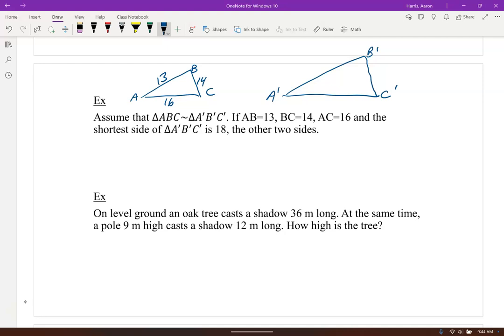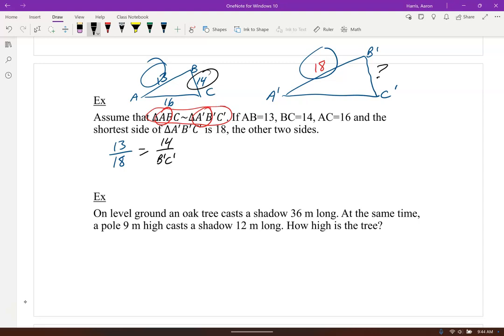Well, if these are similar, notice when they say they're similar, that means AB would go with A prime, B prime. AB is the shortest on the smaller triangle, so A prime, B prime would be 18. And now these are proportional. So 13 is to 18 as 14 would be to B prime, C prime. And so we can solve that now.